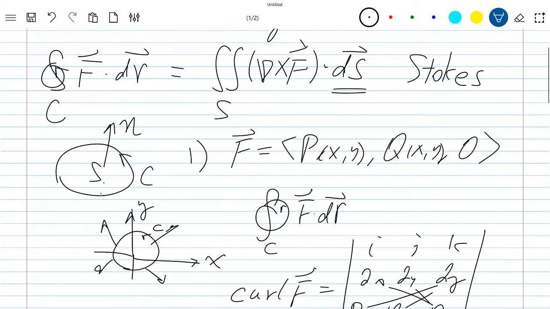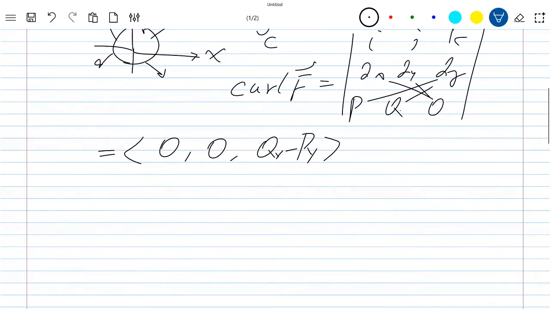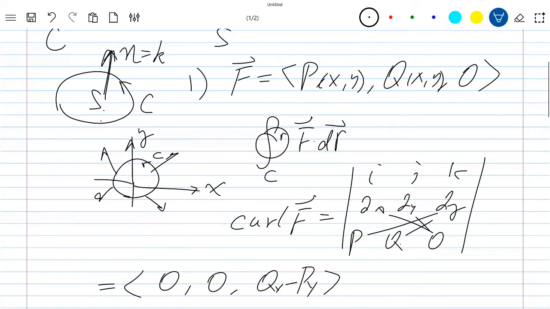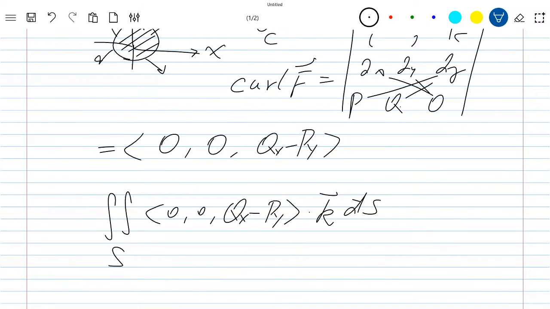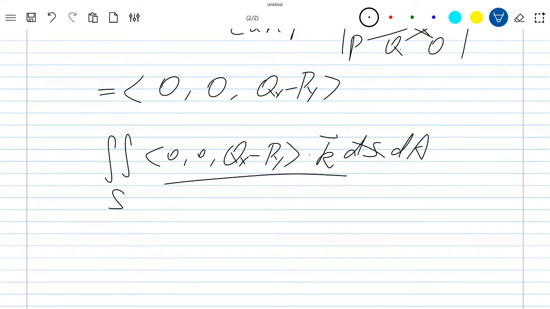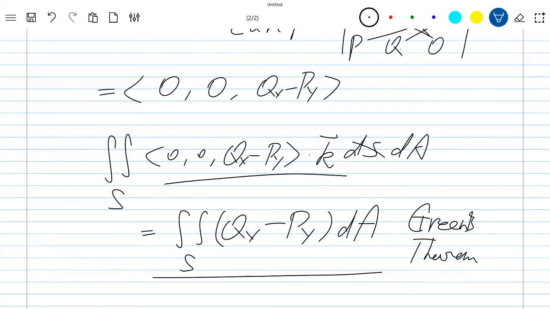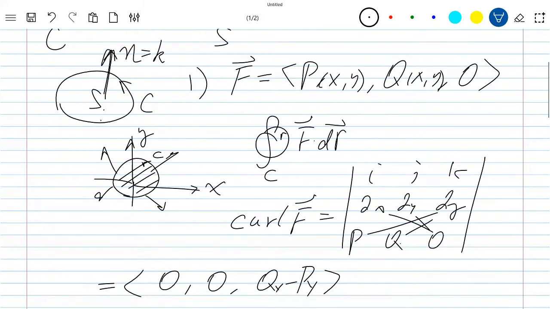And if our C is chosen to be counterclockwise, then this dS must point upward, which means this n equals k. Then your integral on the right-hand side equals the integral over S of (0, 0, Qx minus Py) dotted with k dS, and this S is just the interior of this C, so dS is just the same as dA. So when you do the dot product, you get Qx minus Py dA. And that's exactly what we have in Green's theorem. So you can see Green's theorem is just a 2D version of Stokes' theorem.